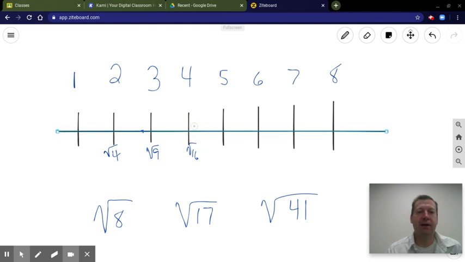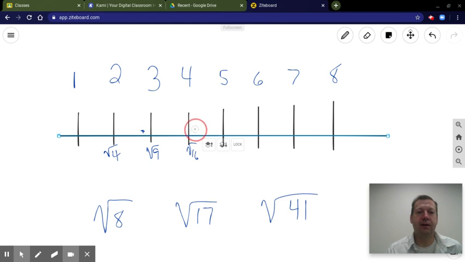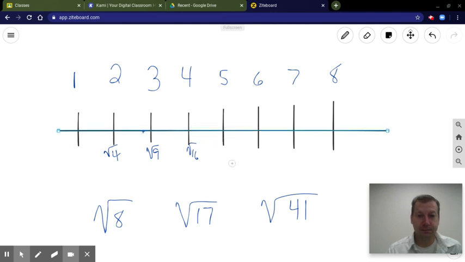Oh, I'm grabbing the line on accident. I don't know why it's not letting me mark. There we go. It let me put an X on it for the square root of 17.